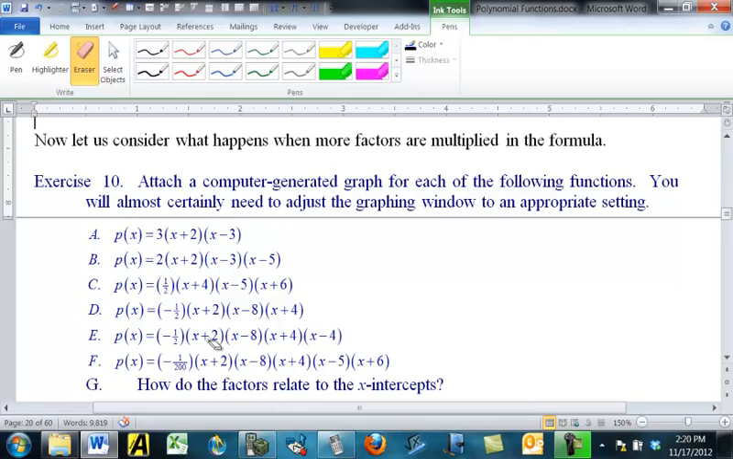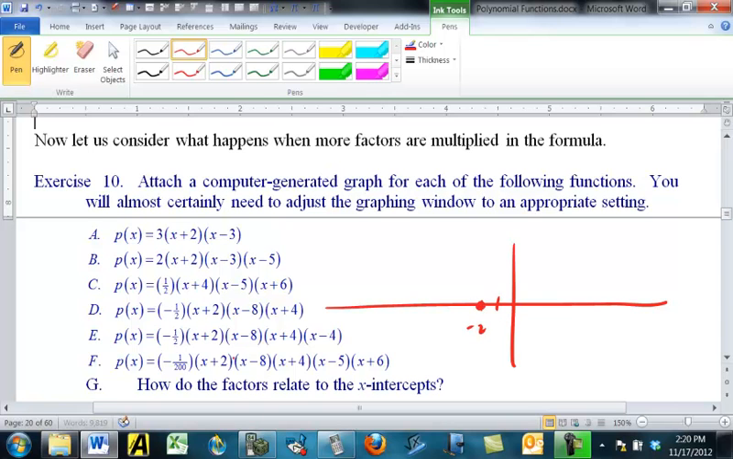How about this last one, F? Okay, let's see. Negative 2 crosses there. Positive 8. Negative 4. Positive 5. And negative 6. So there are 1, 2, 3, 4, 5 factors. There are 5 roots. The last one is negative, so it's going down this way. Odd number there, so the opposite arrow here, so it must be coming down.